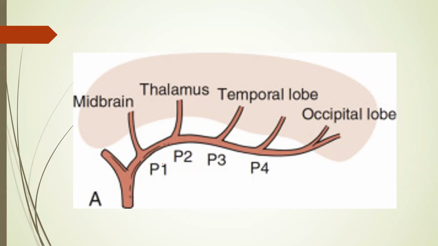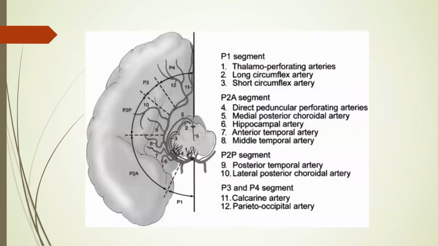But this demarcation is only arbitrary. There is no clear anatomical rationale based on which these segments have been divided. But sometimes they may ask you in a little detail about the posterior cerebral artery segment branches. So this image gives you a better idea. Here it is divided into P1. P2 is actually a very large segment, so we divide it into P2A and P2P, the anterior and posterior part of the second segment. Then you have the P3 segment and the P4 segment.